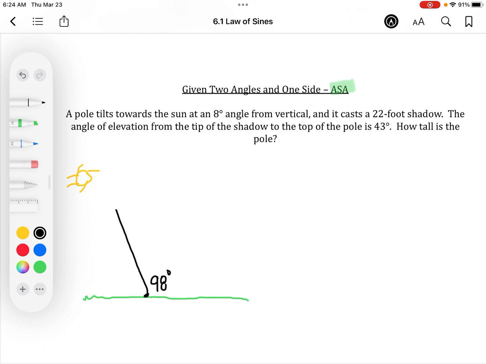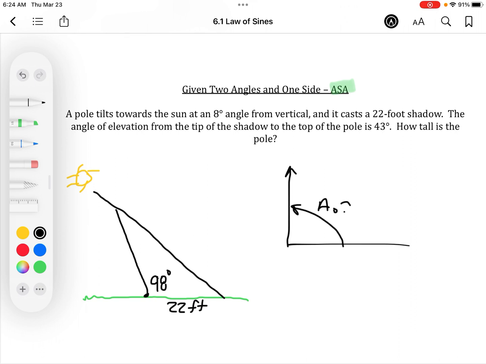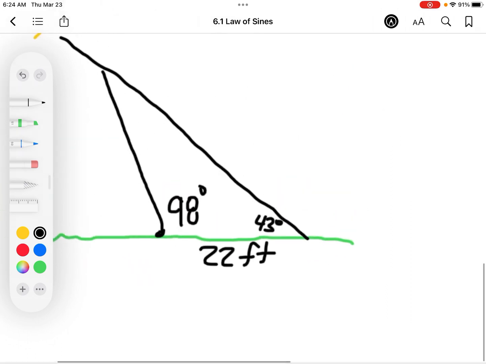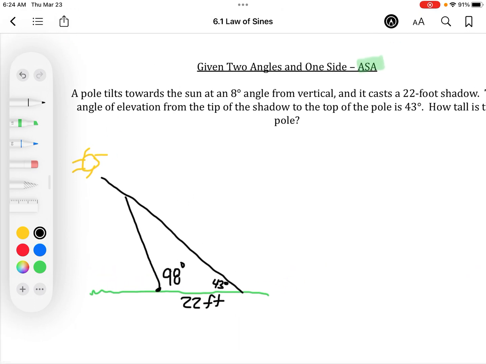And it's casting a 22-foot shadow, so that sun is hitting the pole. And it creates a shadow that is 22 feet. And the angle of elevation of the sun, now remember, angle of elevation always opens upwards. Angle of elevation. So when we see that, this is the angle that we're saying is 43. And then we want to know how tall is the pole.